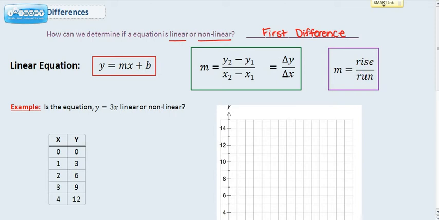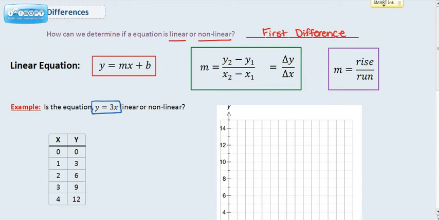So let's look at our first example and determine how we can use a first difference to determine if this equation is linear or nonlinear. Here I've created a table of values to determine what points are on this equation. When I plug in x value of 0, I have y equals 0. When I plug in x value of 1, y is equal to 3. X is 2, y is 6, and then 9, and then 12 subsequently.